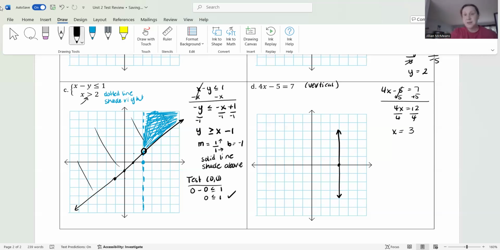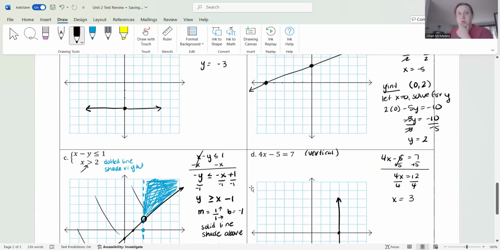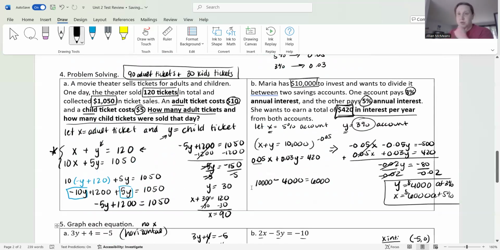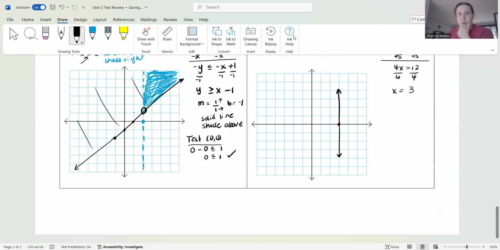Okay, so that is the rest of the Unit 2 review that we did for our in-class activity on Thursday. We just didn't have time to completely finish going over it. So questions 4 and 5, I just kind of put answers on the board, but we didn't finish solving. So there you have it. That is the rest of that worksheet. Okay.